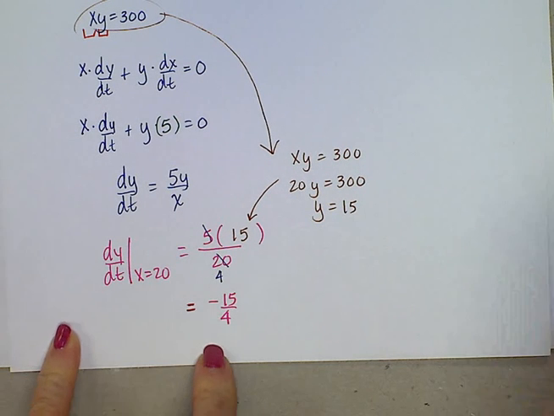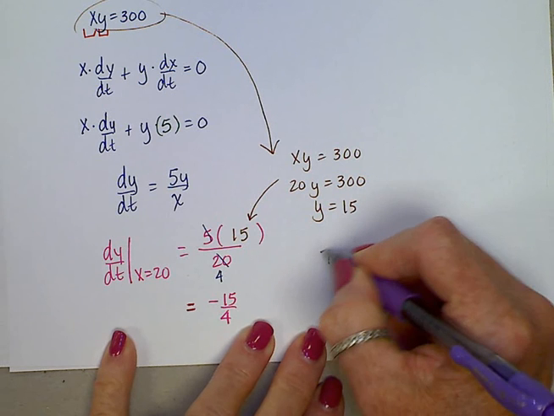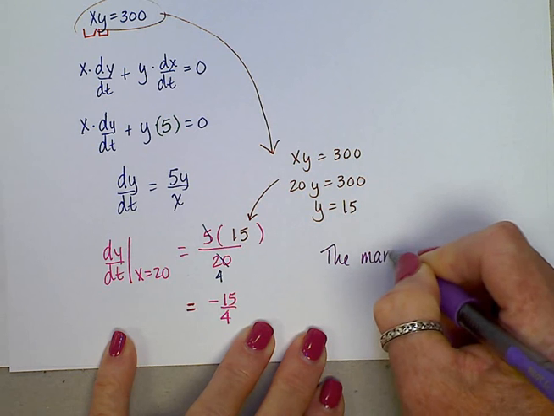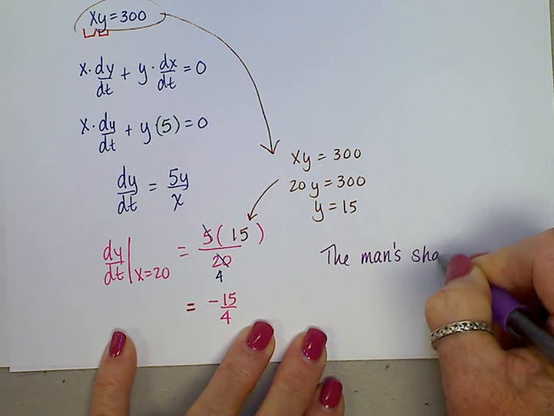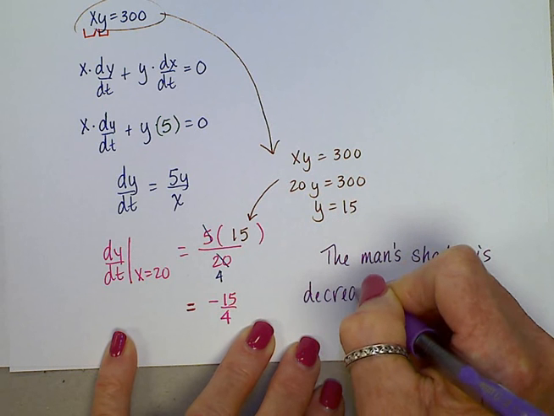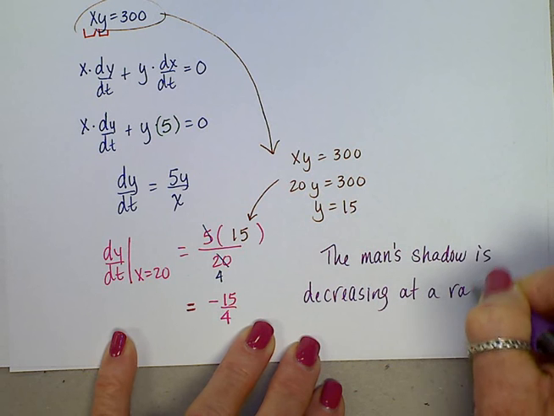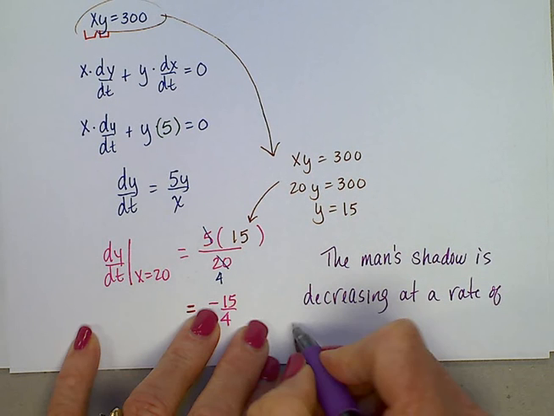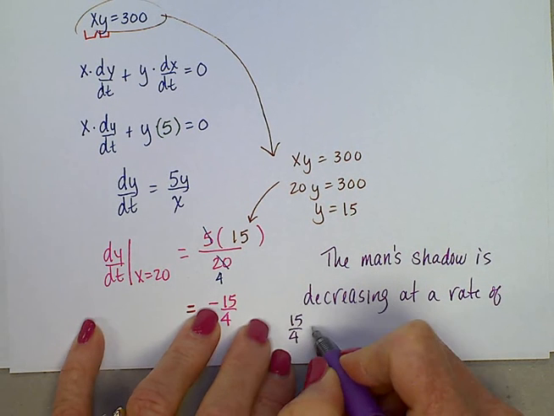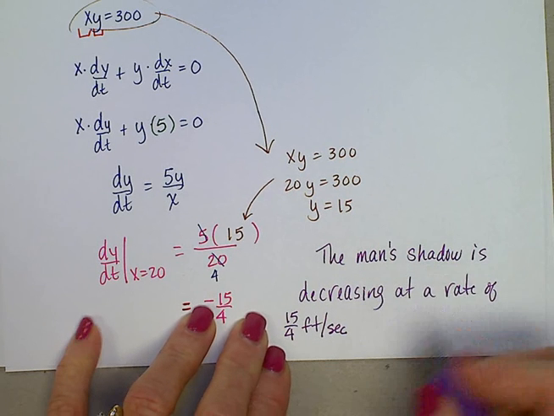So when we write this sentence, then we will say the man's shadow is decreasing at a rate of 15 over 4 feet per second when he is 30 feet from the building.